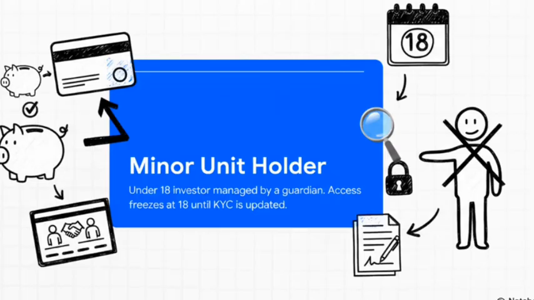A great example of this specific paperwork is when you're investing for a minor. When you invest for a child, the money can't just magically appear from anywhere. SEBI modified the rules recently, so payment has to come exclusively from the minor's bank account or a joint account with the guardian. And here's the kicker. The absolute second the child turns 18, the guardian's access is immediately frozen until the new adult updates their own KYC and bank details. No exceptions.